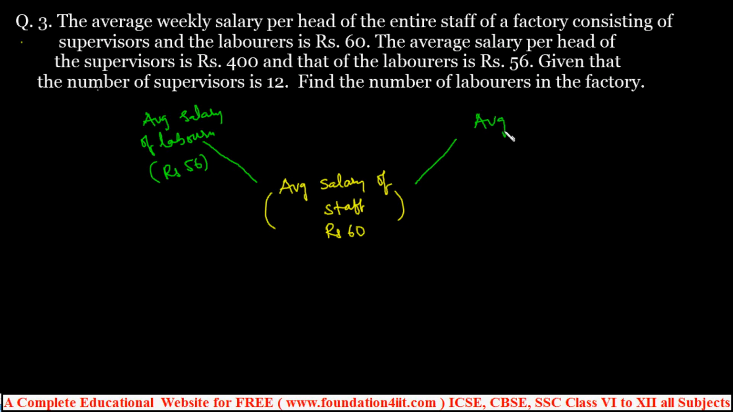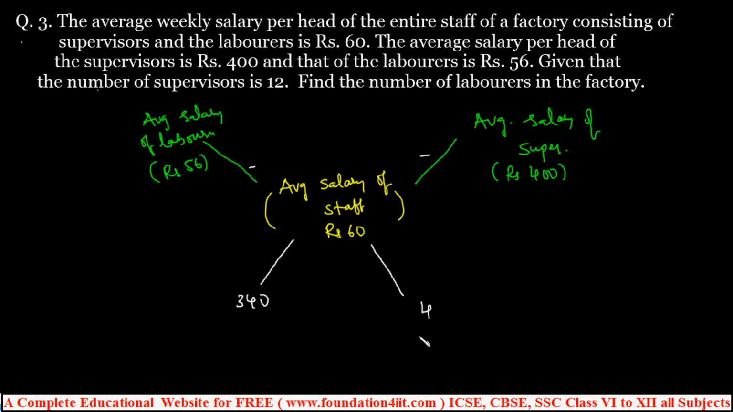And similarly here you can write the average salary of supervisors. The supervisors' is rupees 400, it's given. Now according to the alligation rule, you can take this minus this: 60 minus 56 is 4, and 400 minus 60 is 340. Always do cross subtraction. You can remember that, just the minus symbol, this minus this and this minus this, whichever is the big number minus the small number, write it down.